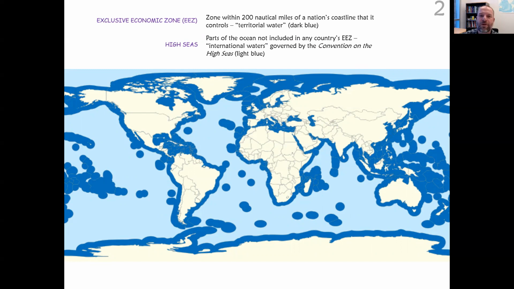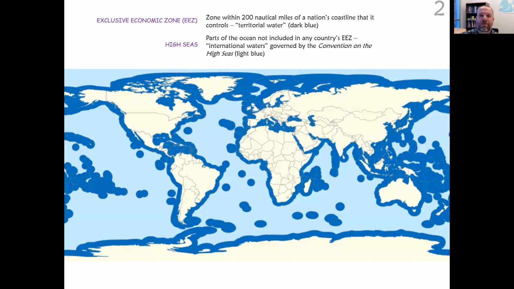And so these are parts of the ocean that aren't really controlled by anybody. They are governed loosely by the Convention of the High Seas. And by loosely, I mean that there aren't really that many rules, right? Anybody can go fishing there. Anybody can go exploring for minerals there. And this causes problems for a few reasons. People fight over that stuff, right? It's like, well, I want to fish there and you're not allowed to fish there.